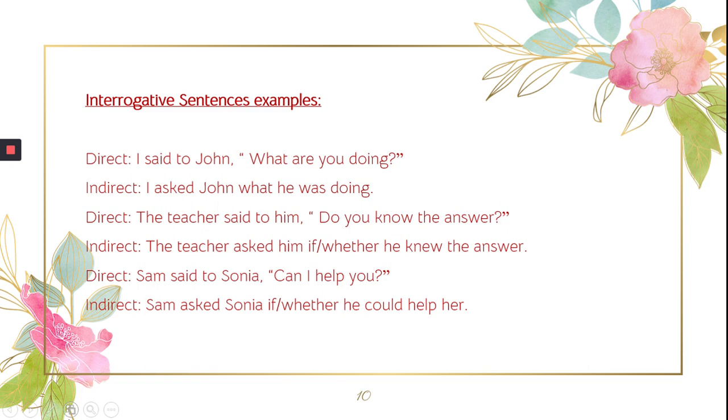The next is, the teacher said to him, do you know the answer? Here we can see that the question begins with the helping verb do. Such a question has a yes or no as an answer. So the indirect of this sentence will be, the teacher asked him if he knew the answer. Next is, Sam said to Sonia, can I help you? So indirect will be, Sam asked Sonia if he could help her.